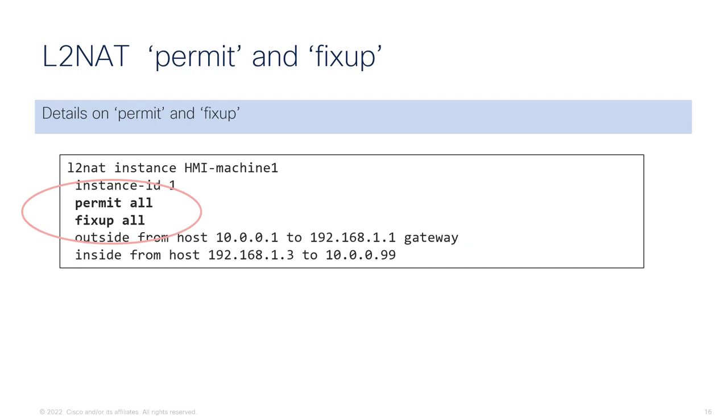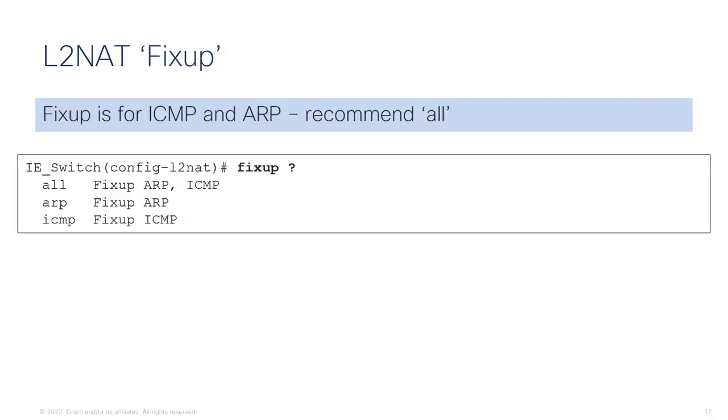So let's take a look at the other parts of the instance definition. So permit all and fix up all. Fix up all, we talked about this already, is you can fix up ARP and ICMP. There's no reason to not just fix them all up. So that's why I recommend fix up all.